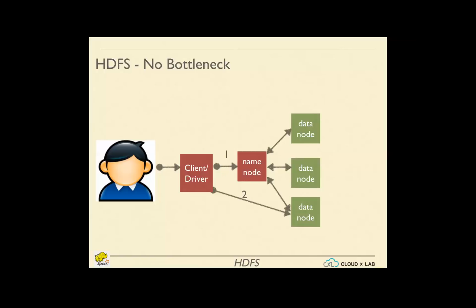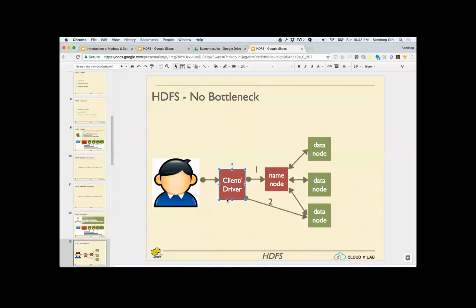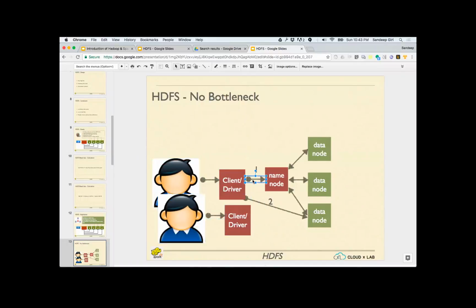A question from Mohit. Are there scenarios where the client gets multiple commands at the same time? If yes, how does it communicate with name node? I'll try to draw this if I can draw quickly. There could be multiple such people talking to it.